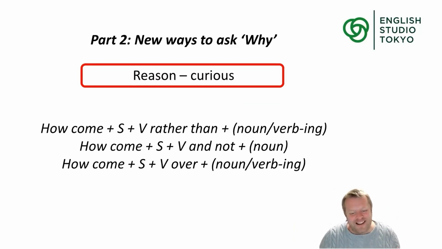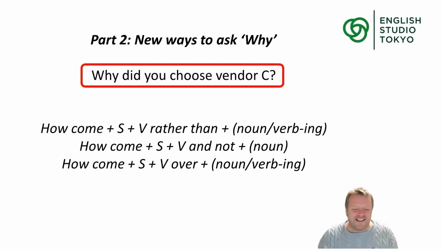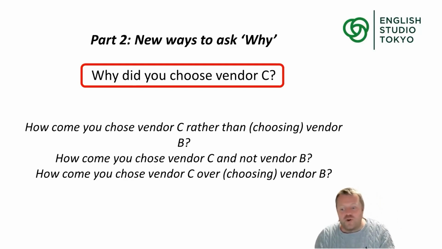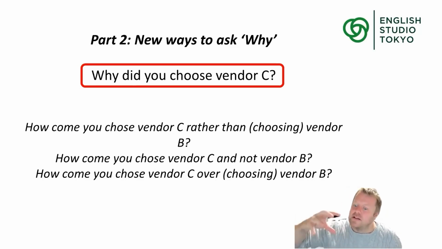So again, we're going to use the vendor C choice. I know you're going to see this a lot. Sorry. So how come you chose? So you've got to be careful here. You've got to use the verb that matches the situation. Hey, how come you chose vendor C? You don't need to use the extra parts, rather than, and not, over. But if you do, it's great because you're going to totally remove that ambiguity.